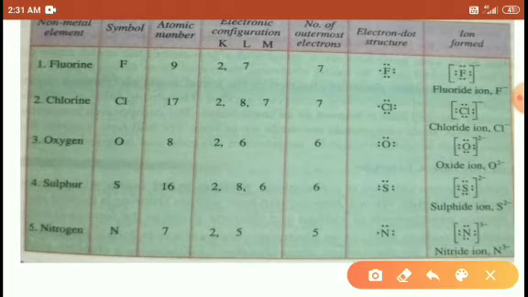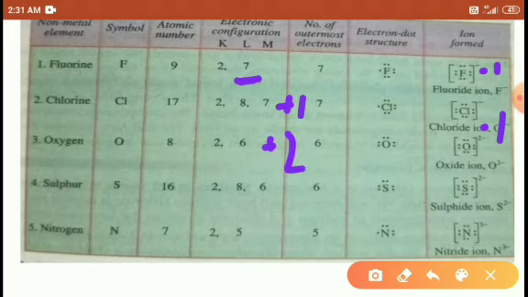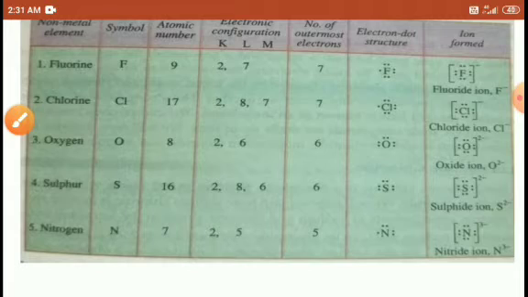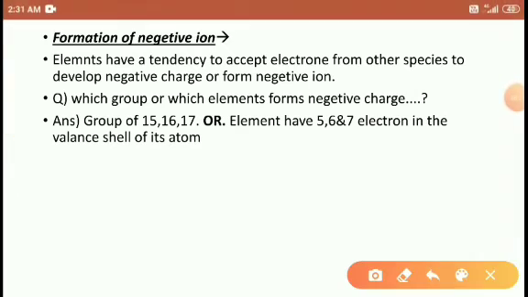So if it accepts 1 electron, it develops a -1 charge. It accepts 1 electron, it is a -1 charge. It accepts 2 electrons to form 8, that is a -2 charge. It accepts 2 electrons, that is a -2 charge. It accepts 3 electrons, that is a -3 charge. So like this they develop here. Yes, students. So this is the formation of negative ions.